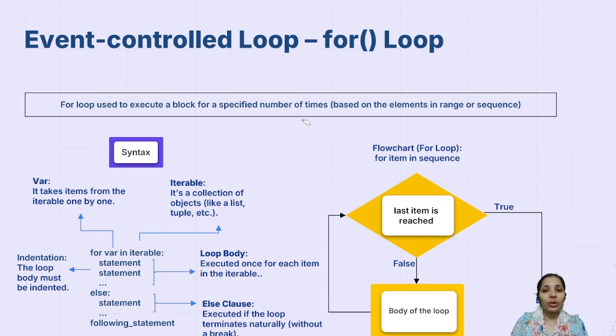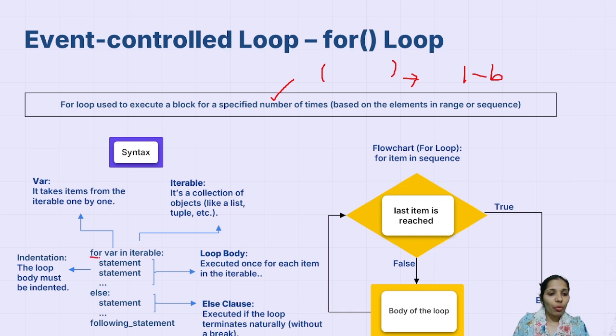So when do we use the for loop? Whenever we want to repeat any action a number of times, the concept of loops comes into the picture. The for loop is used to execute a block of code a specified number of times. That is, the condition will be specified prior, how many times you have to repeat the loop, whether 10 times, 5 times, or 6 times, based on the elements in the range or in the sequence.